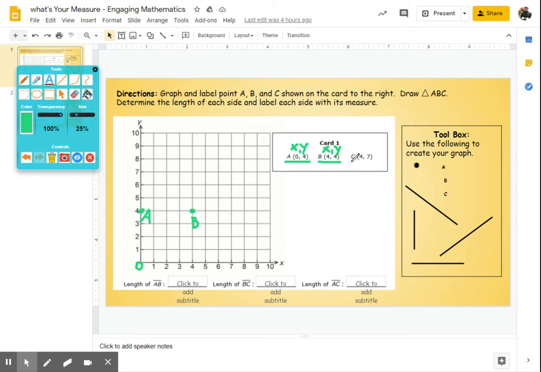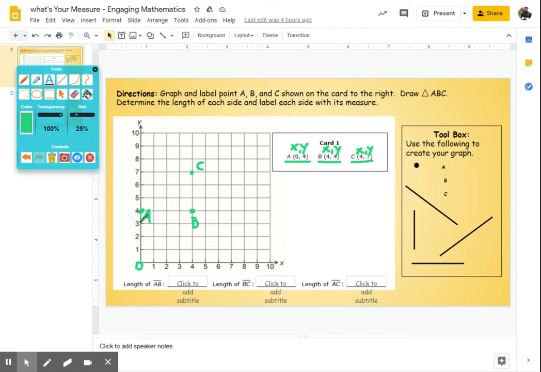Okay, now let's do the same thing for point C. So C has 4 for my x, 7 for my y. So I'm going to go over to 4 on my x-axis, go up to 7 on my y-axis, and I'm going to put a point right there. Let's go ahead and label that C. So here's my 3 points.